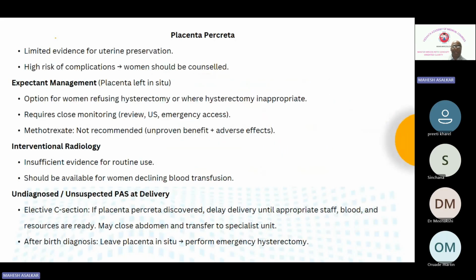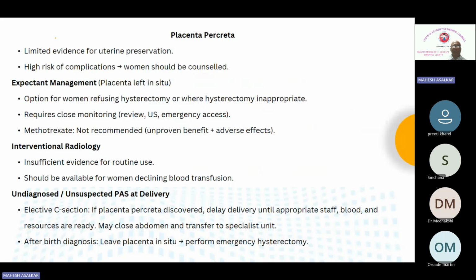Now coming to the placenta accreta. We have seen placenta previa, low-lying placenta management. We have seen placenta accreta spectrum. Now it is placenta accreta. There is limited evidence for uterine preservation. In placenta accreta, again, uterine preservation has almost no role. There is a high risk of complications when we think about uterine preservation, so women should be counseled accordingly.